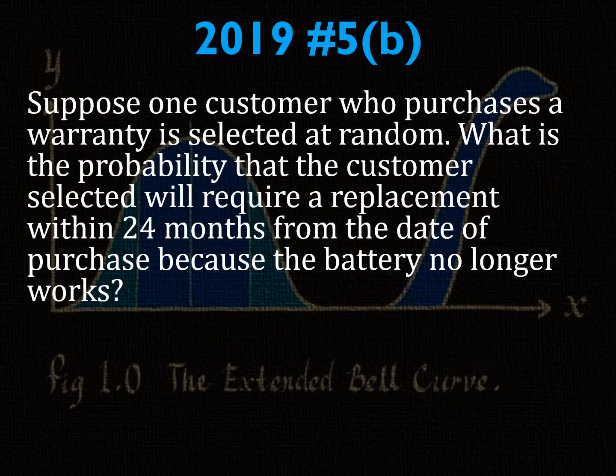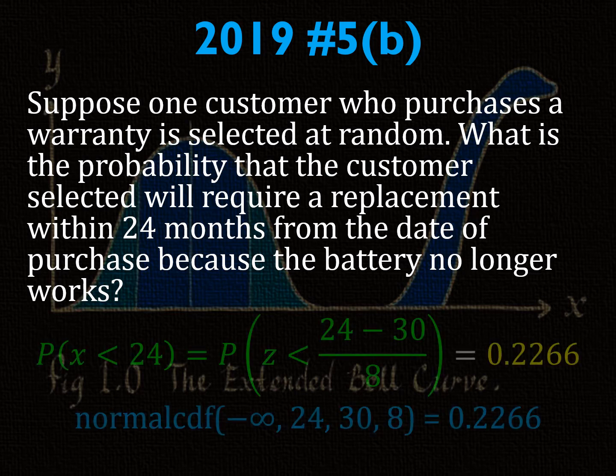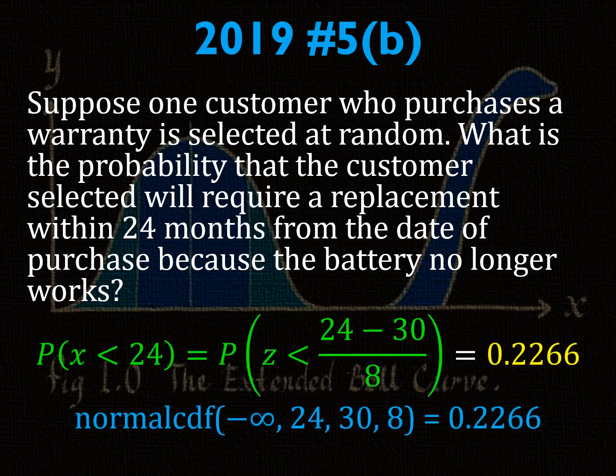Part B, suppose one customer who purchases a warranty is selected at random. What is the probability that the customer selected will require replacement within 24 months from the date of purchase because the battery no longer works? So this is basically a garden variety normal probability calculation where x is less than 24. You know that the mean is 30, the standard deviation is 8, so the corresponding z-score is negative 6 over 8 or negative 0.75. Convert that to an area or probability, and you see that the answer is 0.2266.